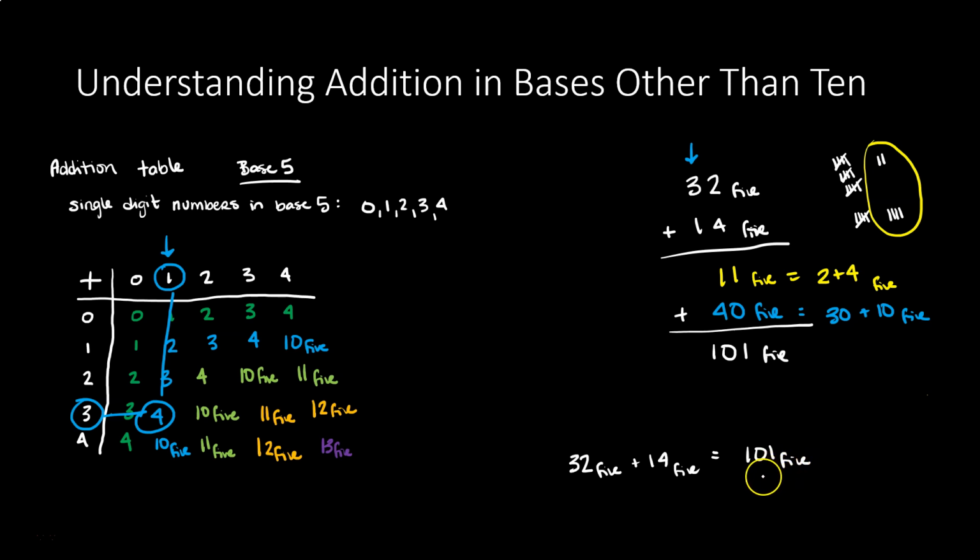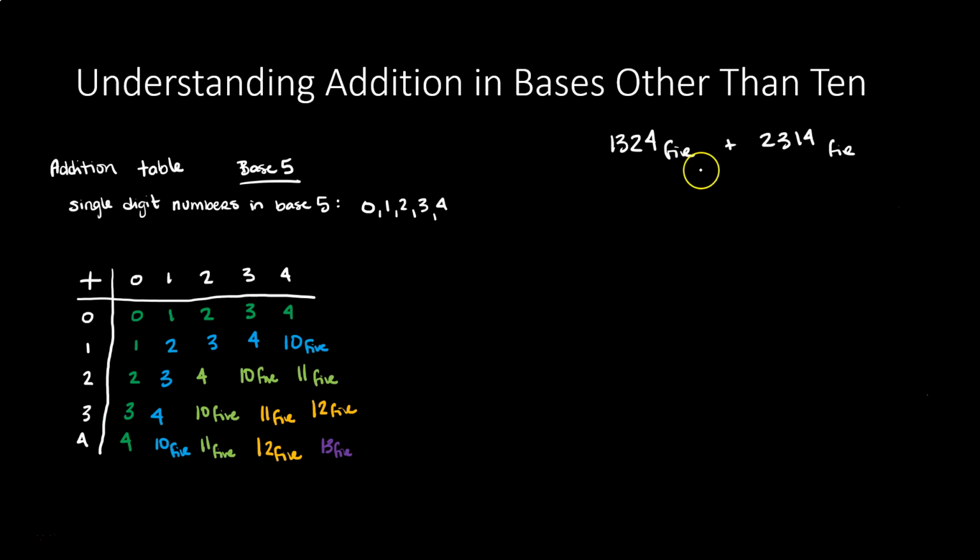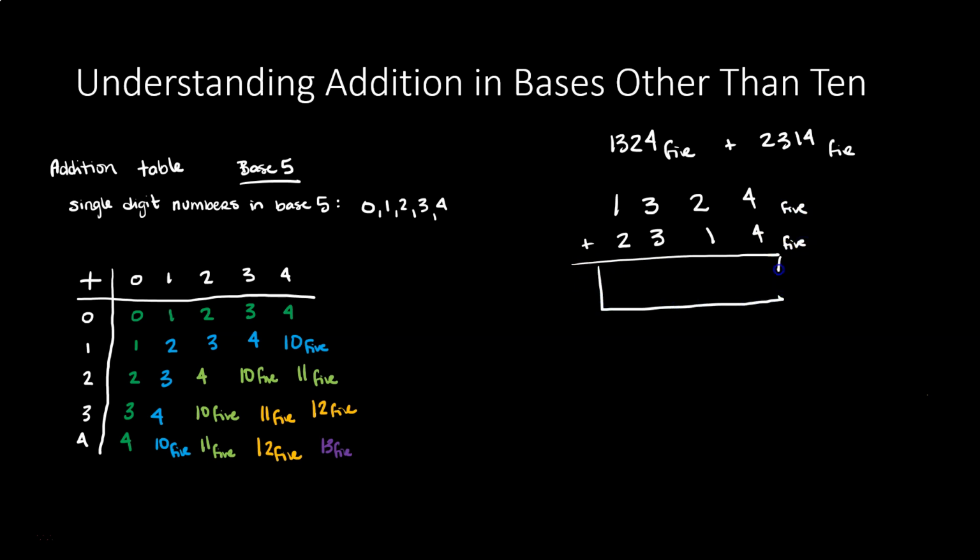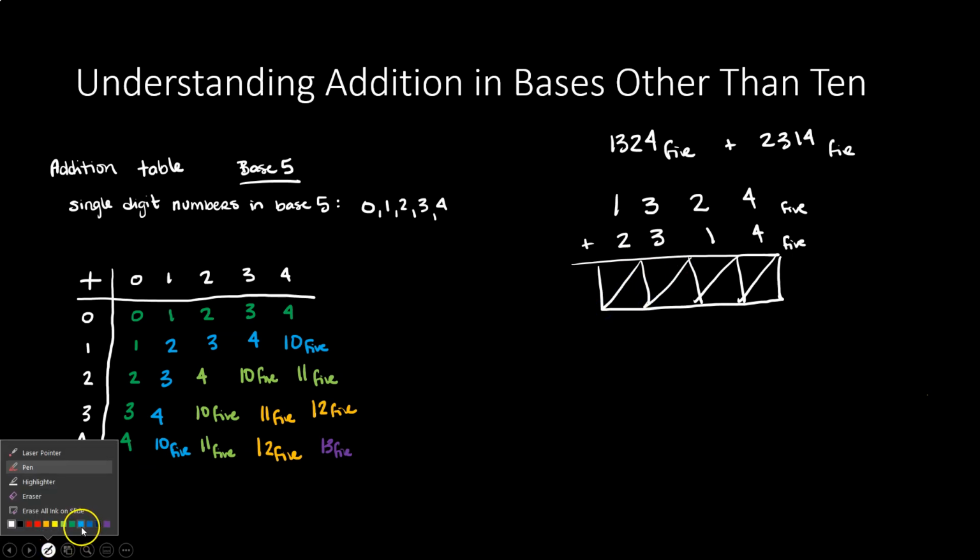Let me show you how to do this with the lattice algorithm, maybe with a larger number. Let's add some bigger numbers like 1, 3, 2, 4, base 5, and 2, 3, 1, 4, base 5. To set this up for lattice, I'm going to stack the numbers vertically and give them ample space between each digit because setting up the lattice for lattice addition requires a lot of space. I'm going to draw my lattice under each place value. And now I'm ready to do my additions within each place value.